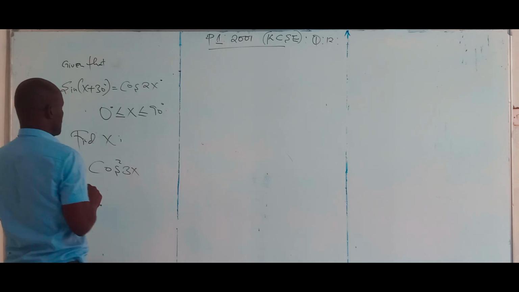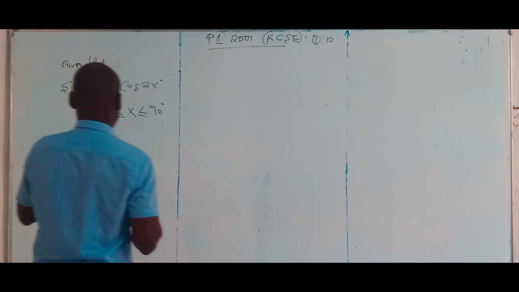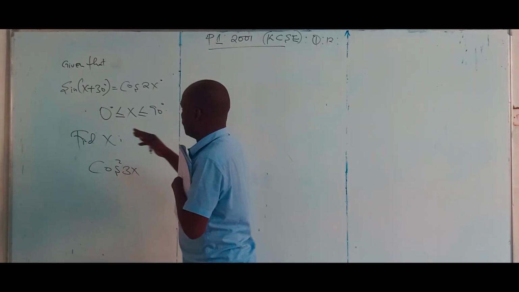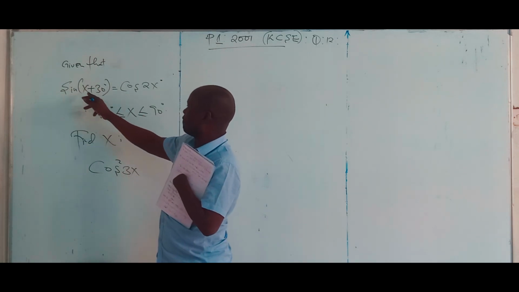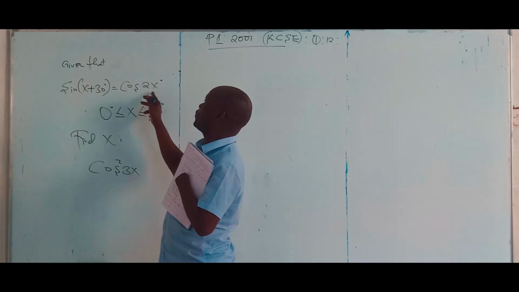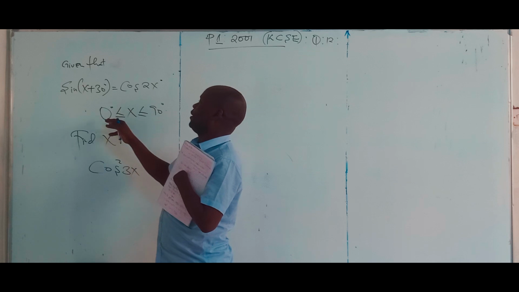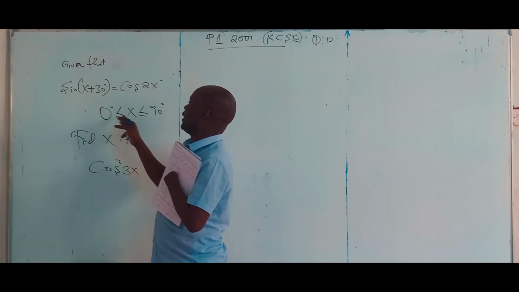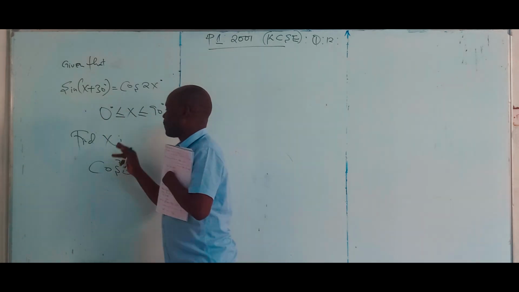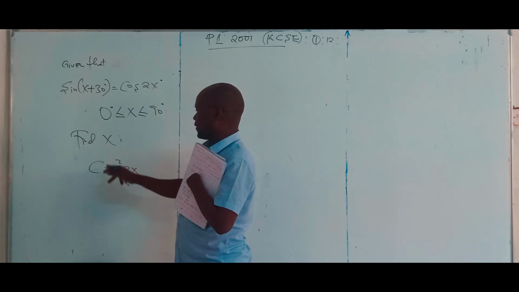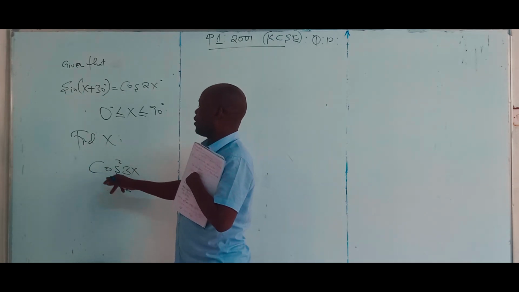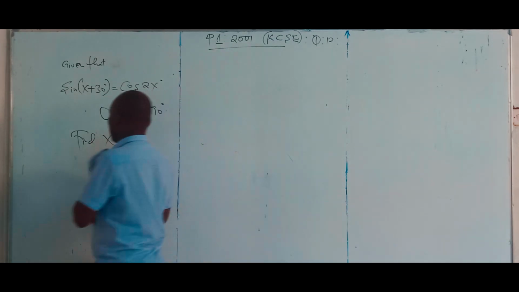So those are the two elements we are asked to find. We are told, given that the sine of (x plus 30) is cos 2x degrees, with x lying within the range 0 and 90, find x and cos squared of 3x.